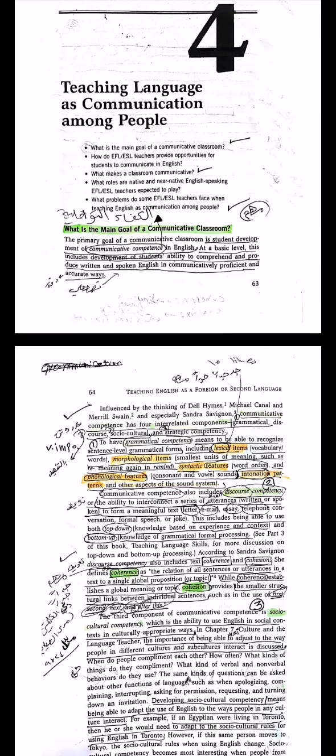By whom was the concept of communicative competence introduced? It was introduced by Dell Hymes, Michael Canale, and Merrill Swain, especially Sandra Savignon. Communicative competence has 4 interrelated components. What are the types of communicative competence? It is grammatical, discourse, socio-cultural, and strategic competence.